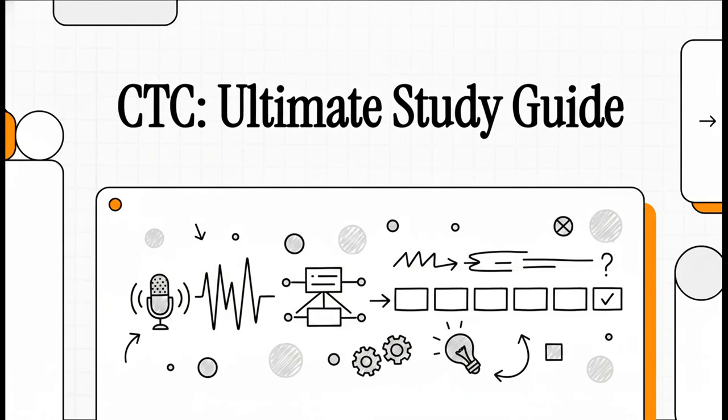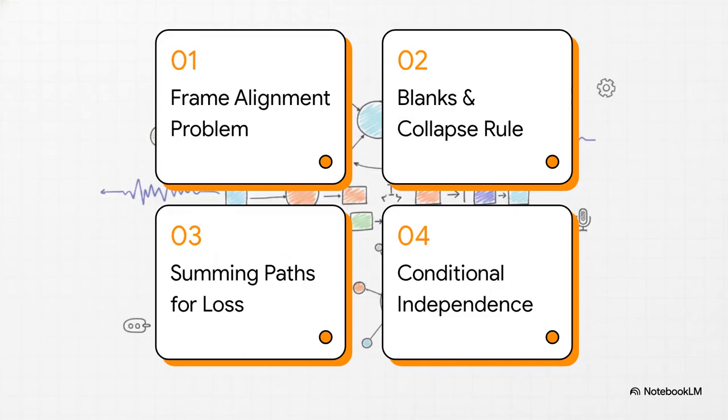If you're gearing up for a machine learning interview, or maybe you just want to finally understand how modern speech-to-text models actually work under the hood, well, you are in exactly the right place. Today, we're building a comprehensive study guide on Connectionist Temporal Classification, which is way more commonly known as just CTC. My absolute goal here is that by the end of this explainer, you're going to have that massive aha moment, and the magic of CTC will be completely demystified for you. Okay, let's dive into this.